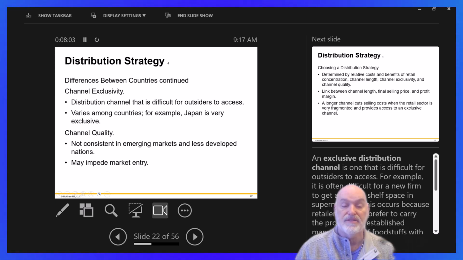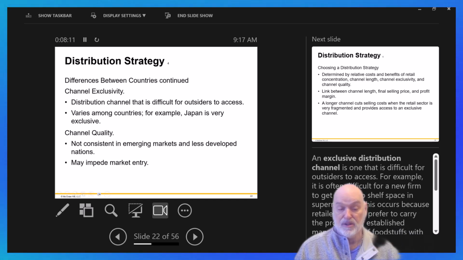Channel exclusivity. Distribution channel that is difficult for outsiders to access. Varies among countries. For example, Japan is very exclusive. Channel quality. Not consistent in emergent markets and less developed nations. It also may impede market entry.